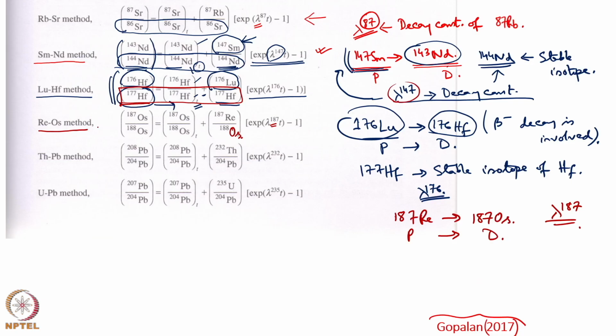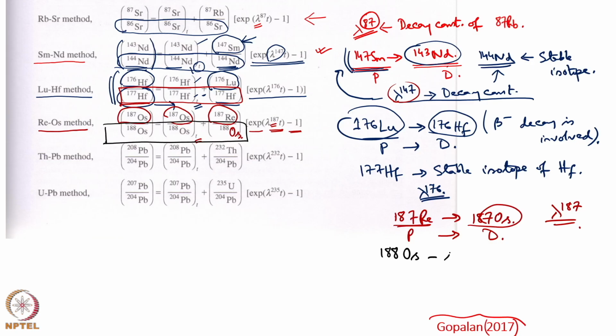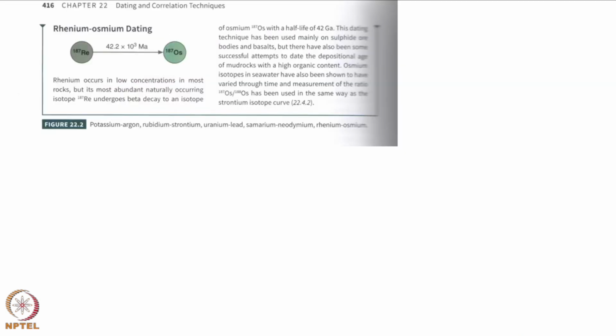So, how will the equation be constructed? Here 187 Os is equal to 187 Os at time t plus 187 Re, this is the parent, multiplied by e to the power lambda 187 times t, the exponential term, and then minus 1. Now, here on both sides division by 188 Os was made, and here 188 Os is a stable isotope of Os.